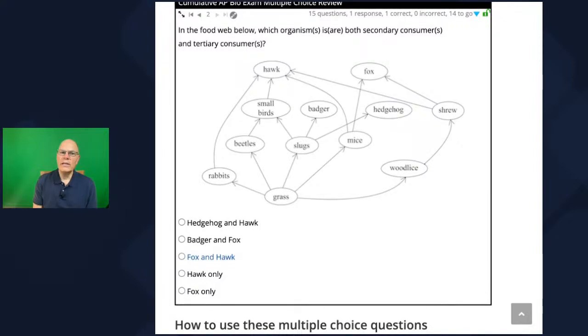Ooh, this is going to take some tough analysis. Which organisms in this food web are both secondary consumers and tertiary consumers? So we've got hedgehog and hawk. We've got badger and fox. We've got fox and hawk. We've got the hawk only or the fox only. So we're looking for a secondary consumer. 1, 2, 3, 4, 5. Those are the answers.